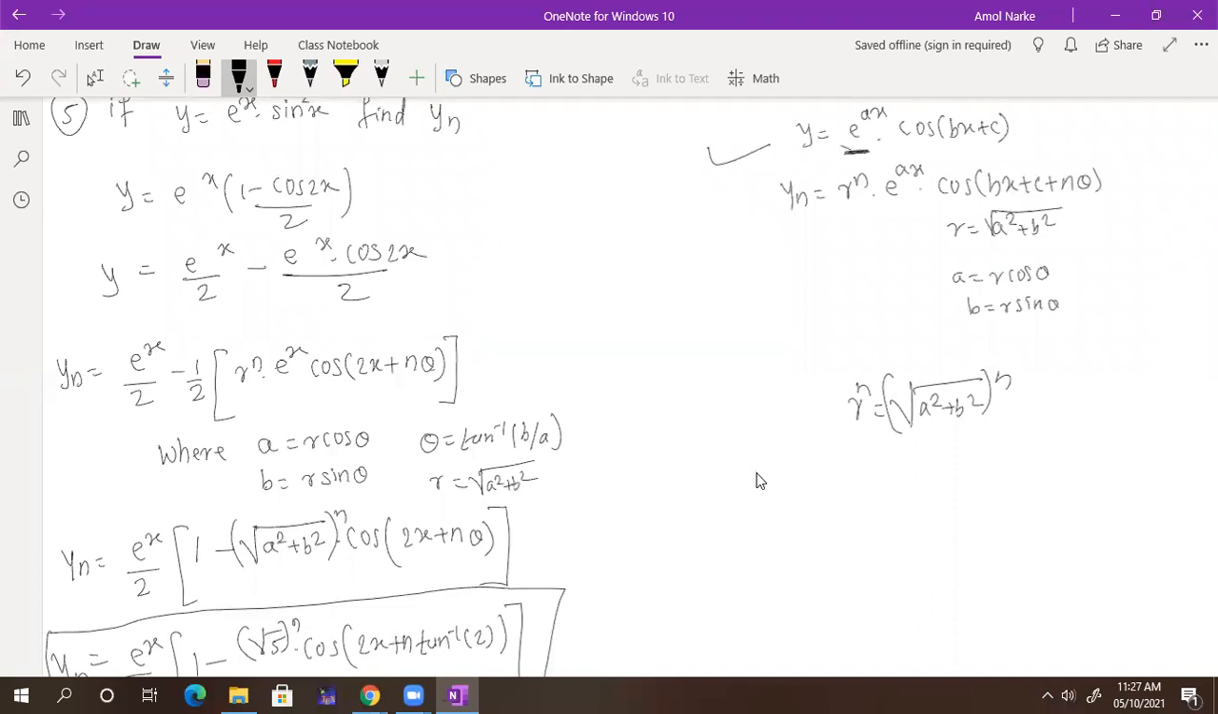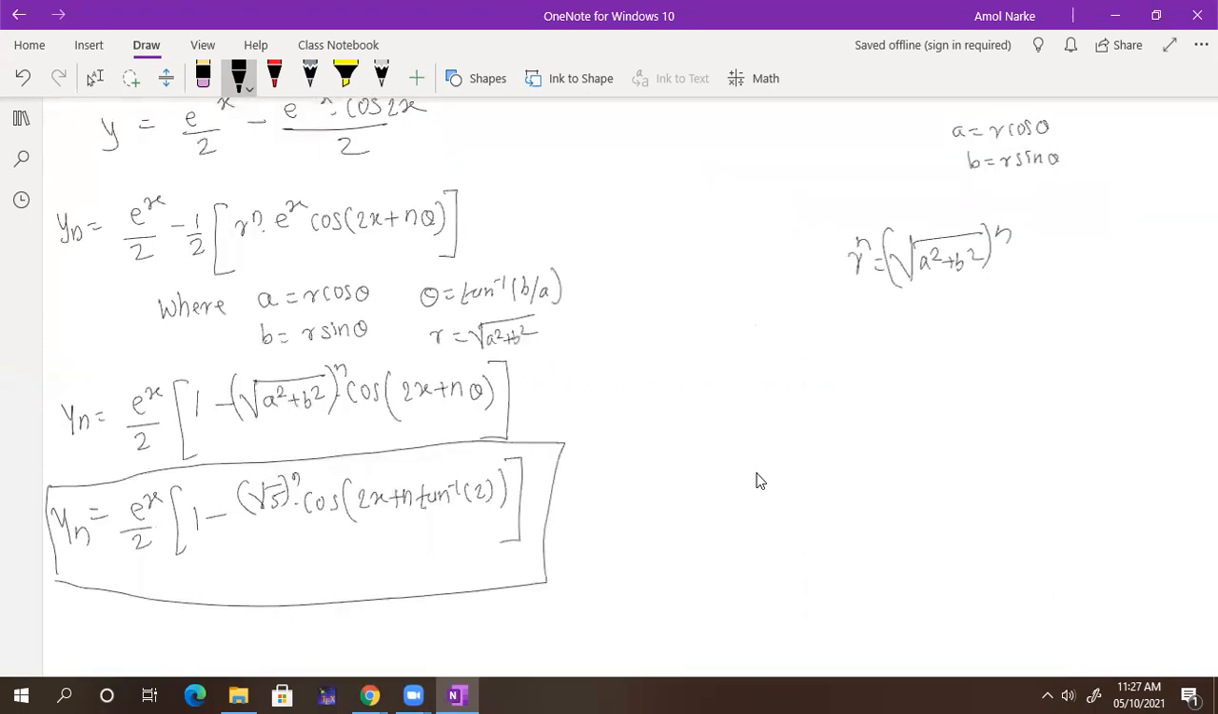And b is nothing but the sine or cos, whatever the angle, its coefficient. So here a is nothing but 1 and b is nothing but 2. So 1 square is 1, 2 square is 4. So root 5 raised to n, cos of 2x as it is, plus as it is, n as it is. Theta is nothing but tan inverse b by a. So b is nothing but 2. You can write down that.